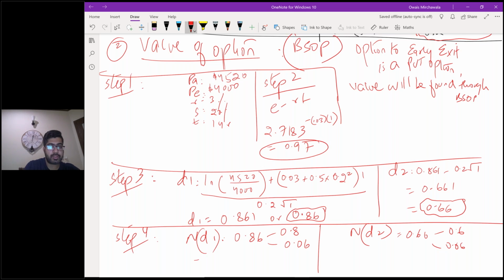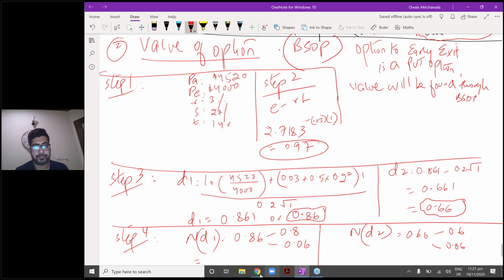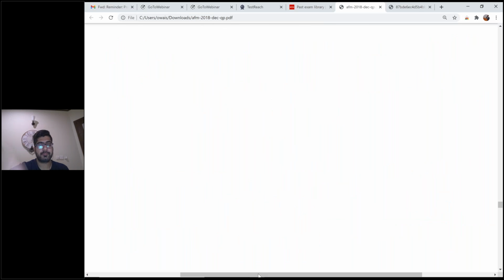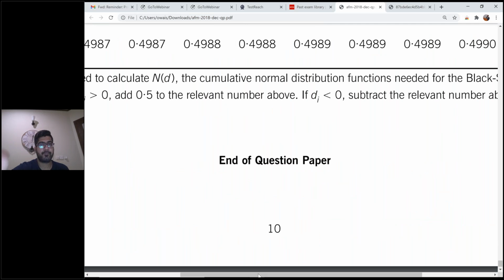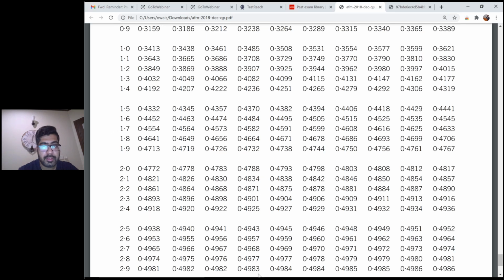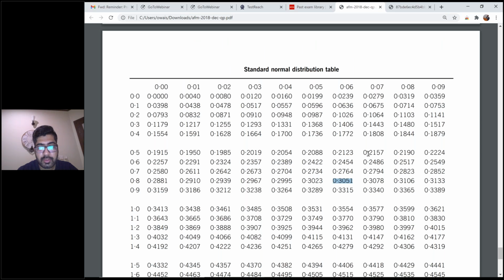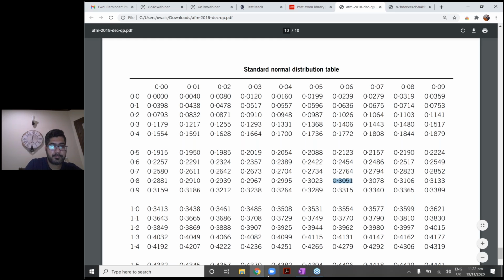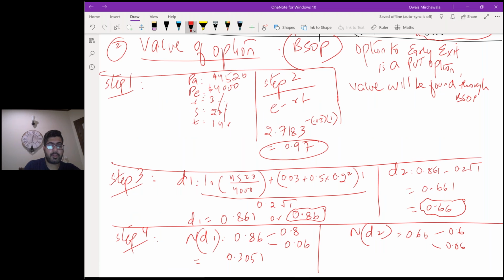Okay, now you need to refer to the normal distribution table. So it's 0.86, go to the intersection of 0.8 and 0.06. At the intersection of 0.8 and 0.06, it's 0.3051. Okay, positive value, add 0.5. 0.8305.